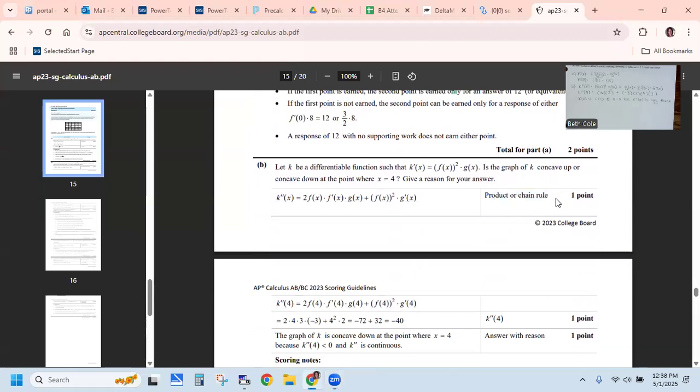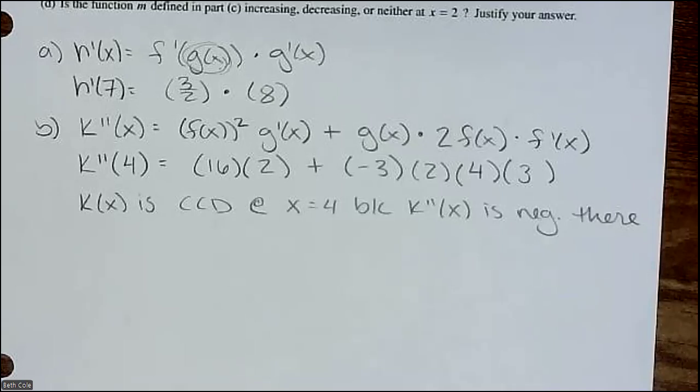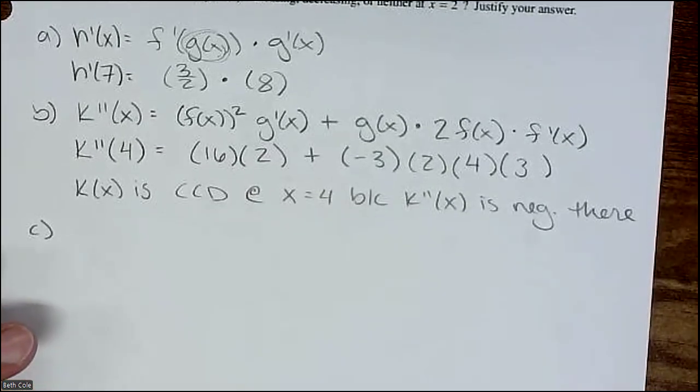Yeah, your product or chain rule, then the value for k prime prime at 4, and then your answer with your reason, which is your sentence. So yeah, 3 points, like a point for each thing. I'm hoping to get you to the point where when you get your test in front of you, you go, oh, this is probably worth 2 points, or oh, this is probably worth 3 points. Like we'll have done enough of them that you can sort of anticipate what it's going to be worth.